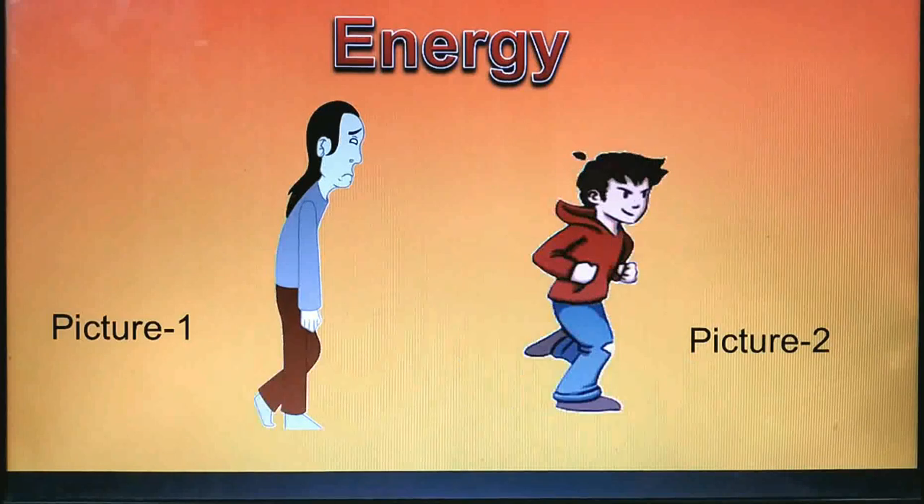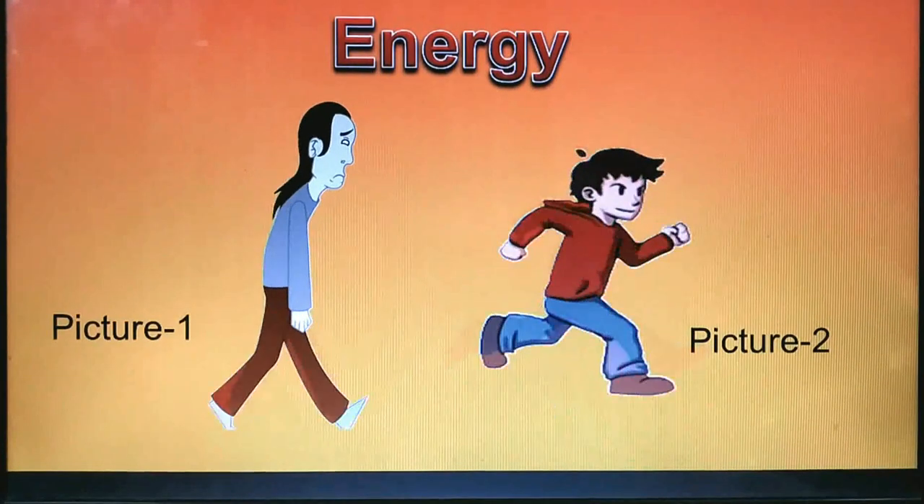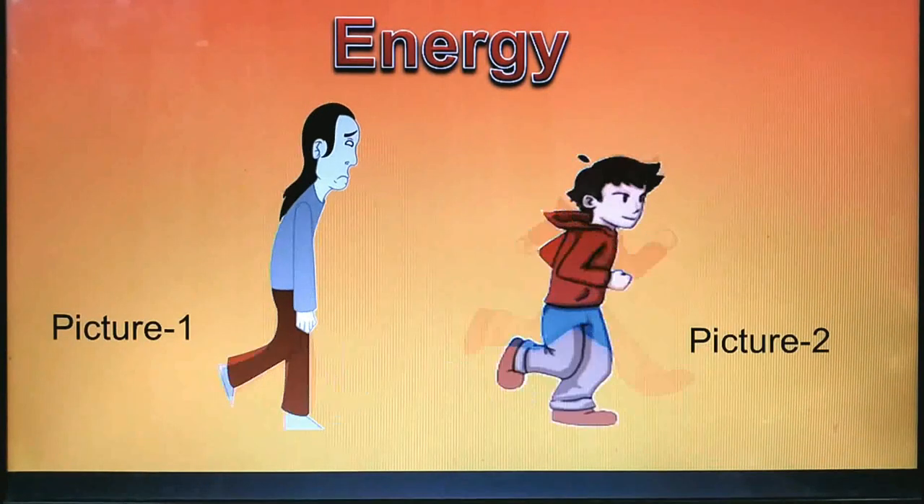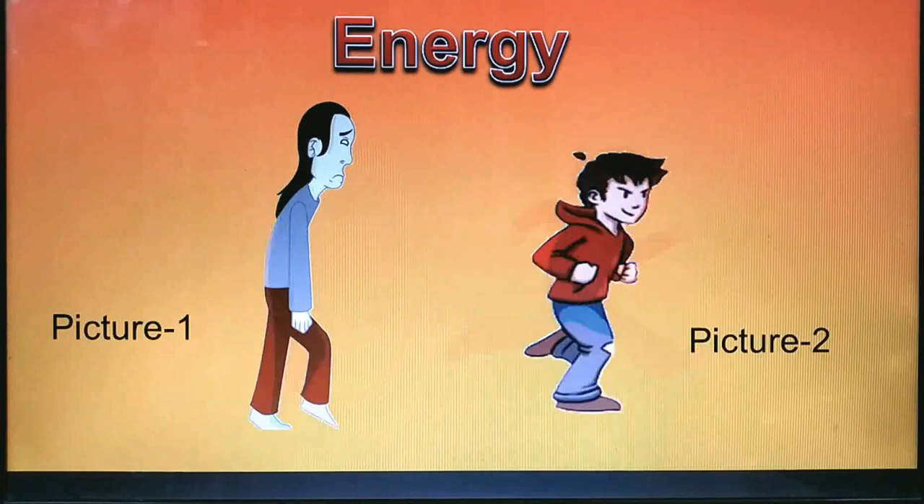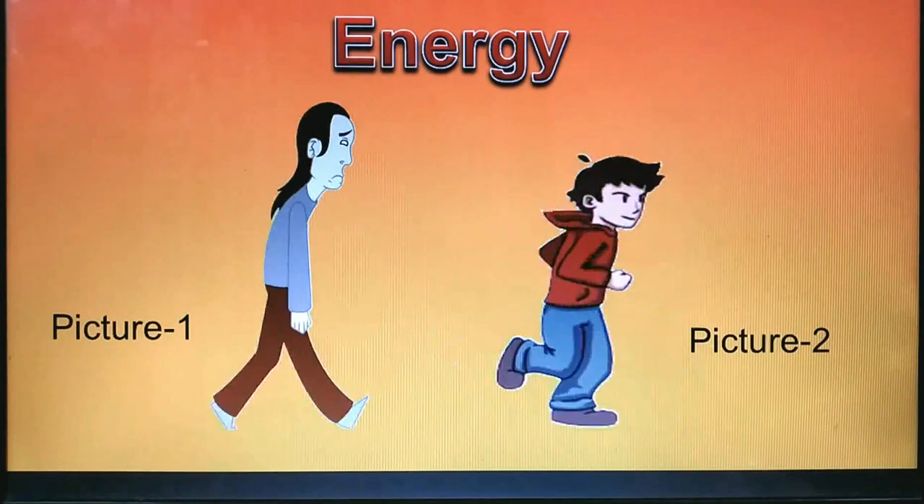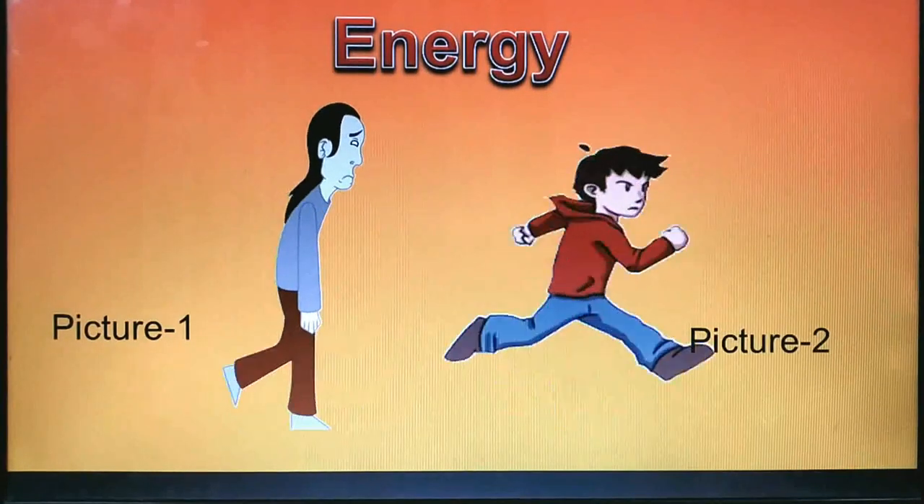In the first picture, the man is looking dull, less active and also moving very slow. Whereas in the second picture, the man is looking active, energetic and moving very fast. From these pictures, we can conclude that the second man is having more energy in comparison to the first one. So, energy level will decide how much work will be done by the body.